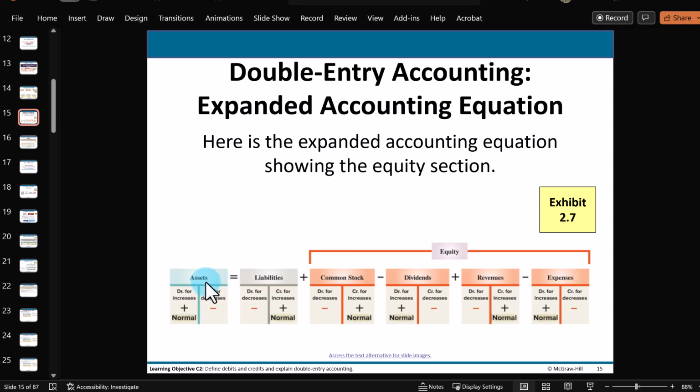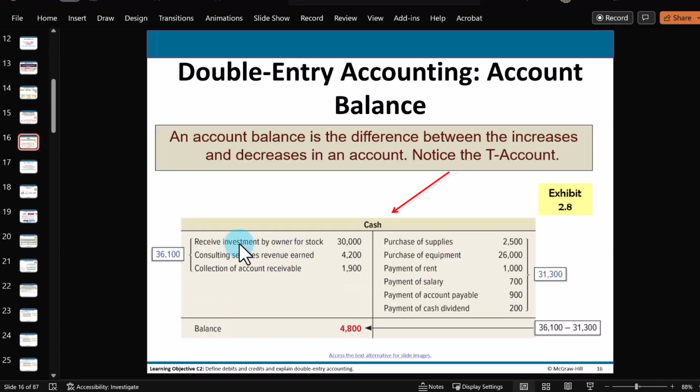If you want to show an increase to the cash account, you put the dollar amount of that increase here on the debit side. If you want to spend money, spend your cash, you record the credit amount on the credit side of the cash account. Again, here's our T, the name of the account at the top. The left side is the debit side. The right side is the credit side.